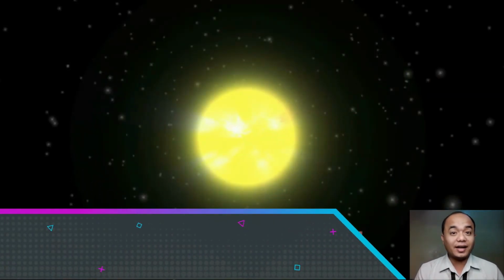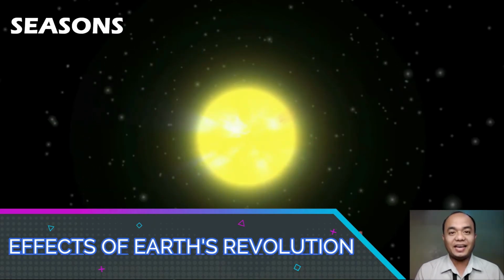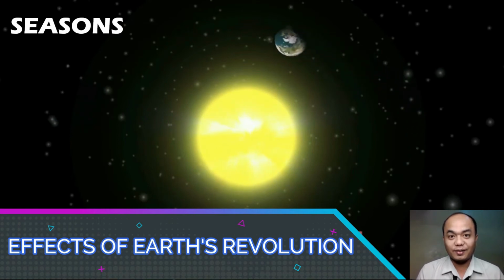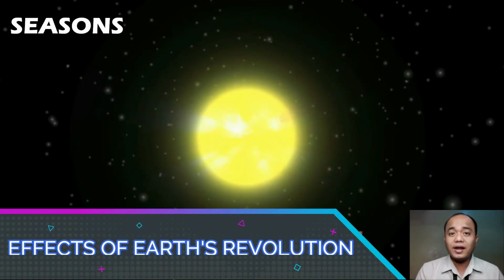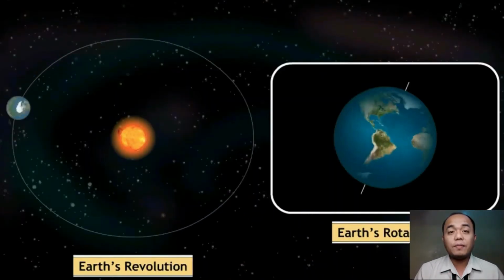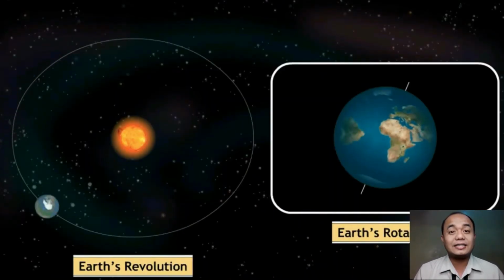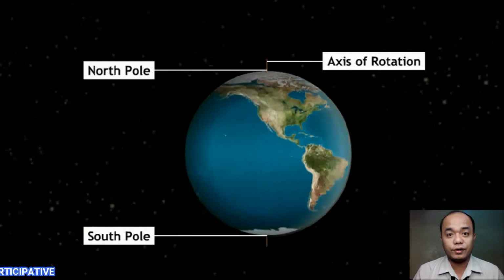By the way, what are again the effects of Earth's revolution? Anybody? Yes, very good. The Earth's revolution causes the different seasons all throughout the year here on Earth. And what do you think is the reason why there are other countries here on Earth have 4 seasons? And why not here in the Philippines? We only have 2 seasons here. What do you think? Now, aside from the Earth's revolution class, the Earth's tilting axis causes the 4 seasons in some countries here on Earth.